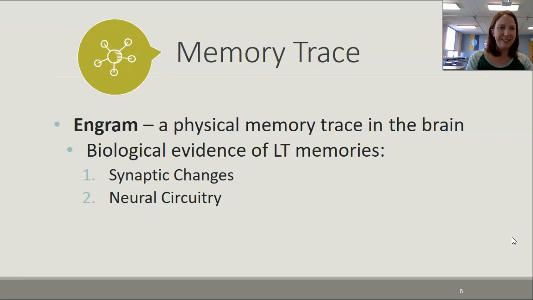They call this physical thing an engram. This is a physical memory trace in the brain. Think of trace evidence: what are the bits and pieces that prove that this thing really exists? They determined that the biological evidence of long-term memories exists in 2 places, in synaptic changes and neural circuitry. We are going to go into both of those.